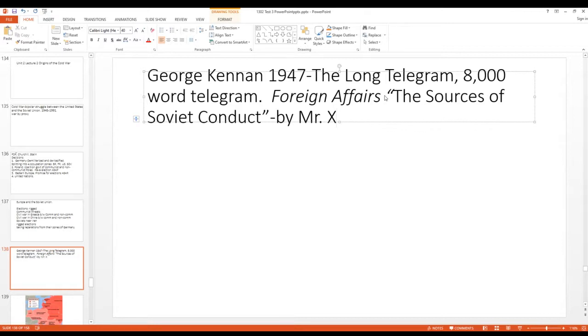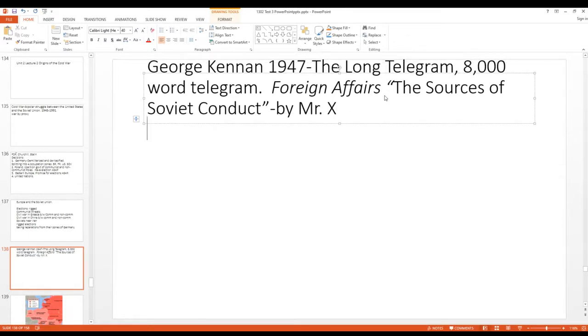But in the article, which, if this were a long semester, you would be reading, George Kennan analyzes Soviet behavior, why the Soviets are behaving the way they are, their roots in history, the roots of their paranoia, and he comes up with a solution that he calls containment.